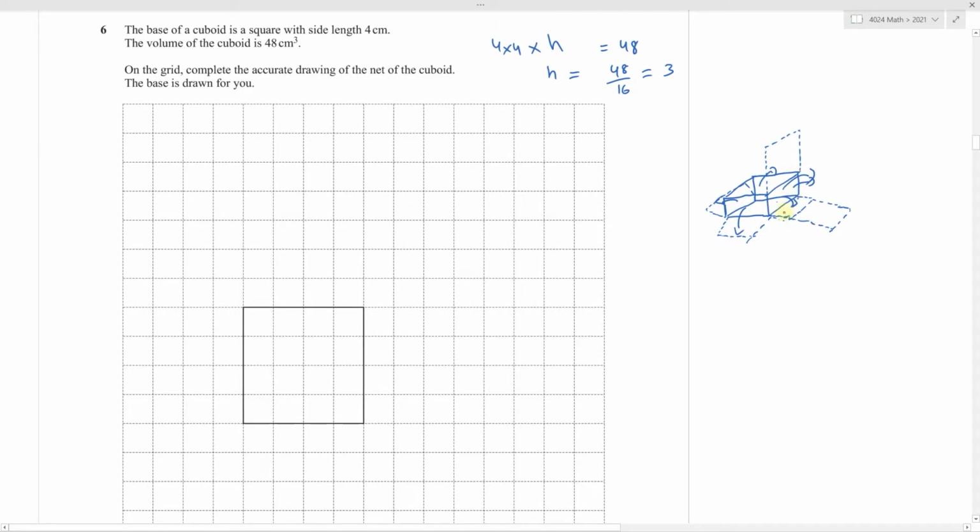So now we can draw the net here. I know that the base is 4 by 4. So we are given here the base is 4 by 4. Now when I open this cuboid, I get 4 sides on each side of this base. What are the dimensions of these sides? Since the height is 3, so all of these here will be 3. This side will be 4 and the other side will be 3.